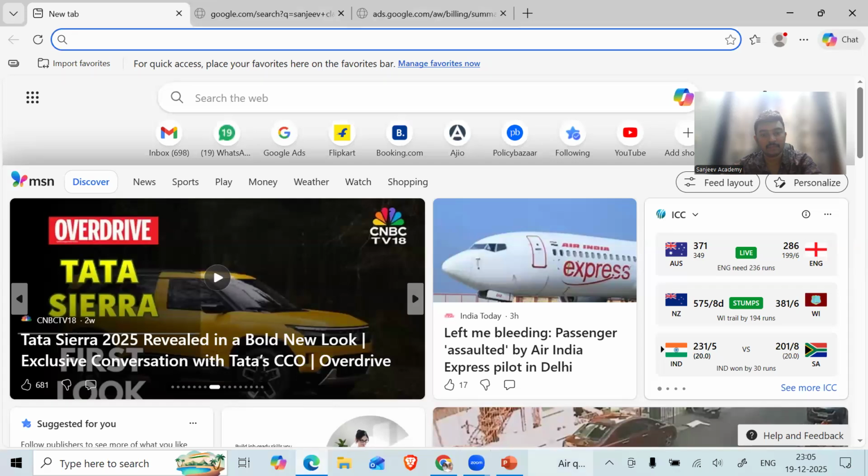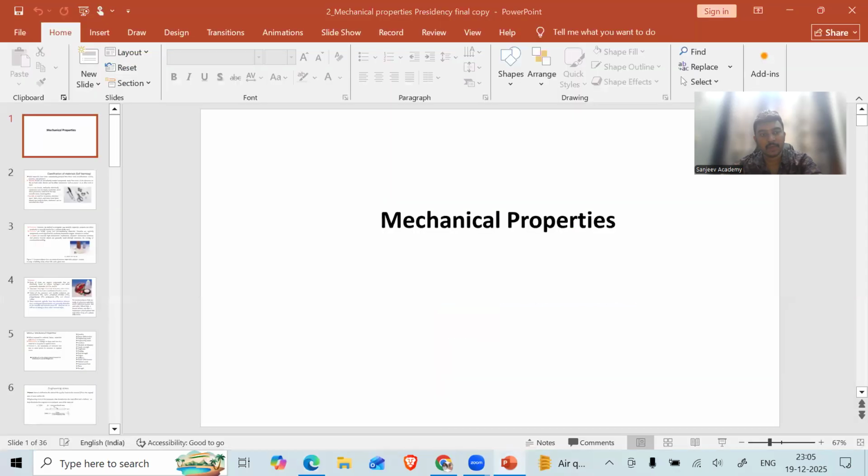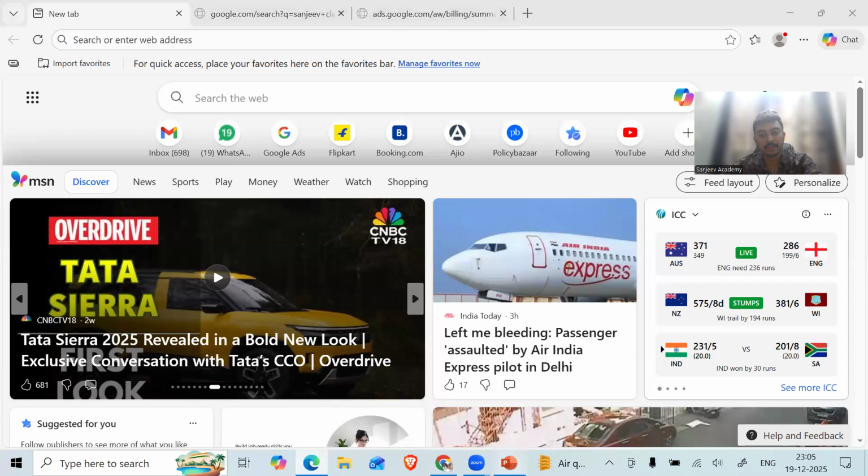Dear students, today we'll be doing the mechanical properties of solids in an engineering way. I'll just share the screen, the PPT. This is an extended version of what we did in class 11th, where we had the stress-strain curve, what is stress, and every other thing.